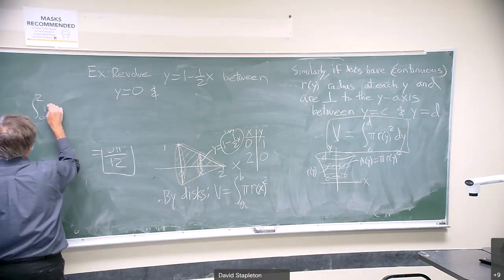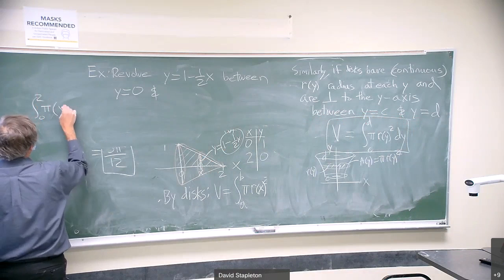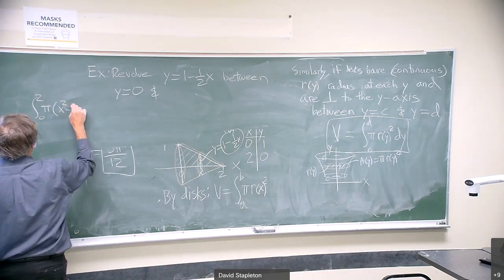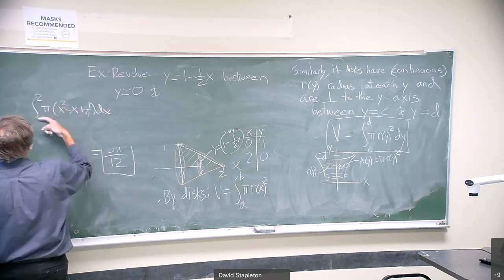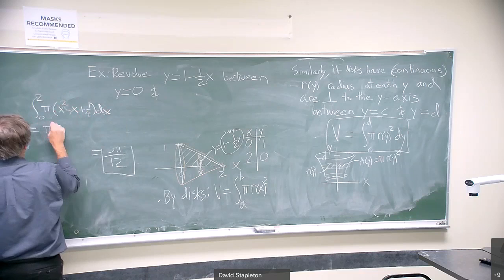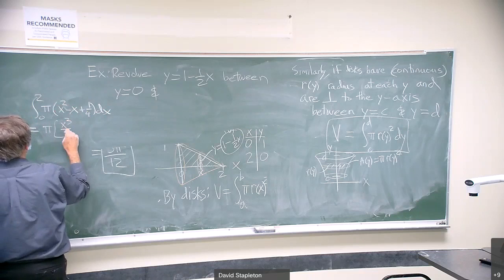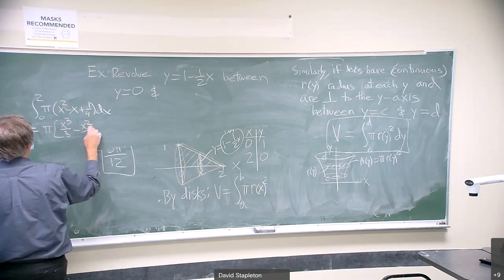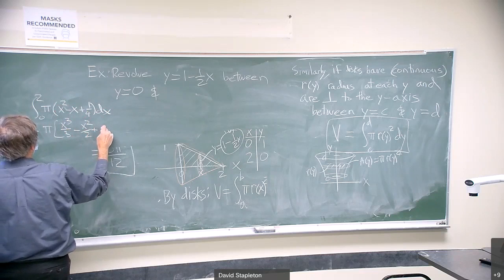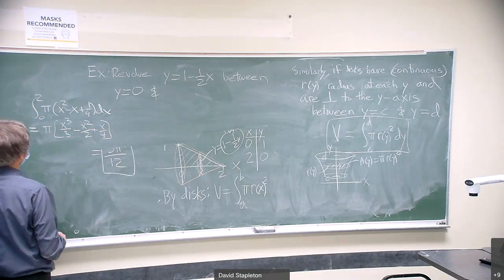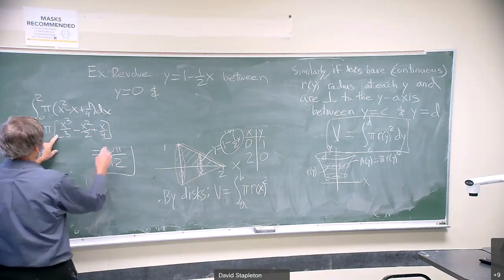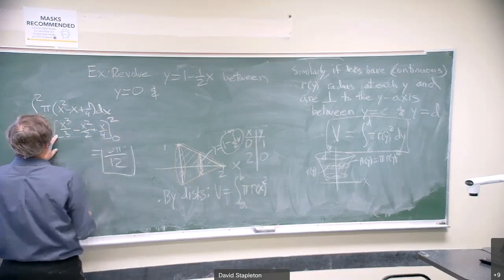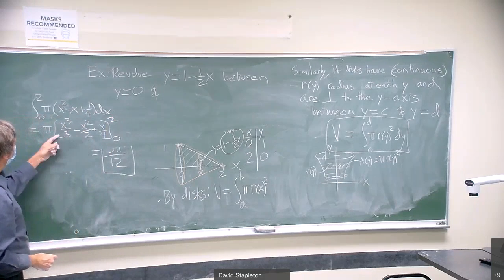The same thing we had, pi times the integral of x squared minus x plus a fourth, dx, just going from 0 to 2 instead of 0 to 1. And so it would have been pi times x cubed over 3 minus x squared over 2 plus x over 4. Well, that doesn't look right. And instead of 0 and 1, we'll put 0 and 2. What did I do wrong here?